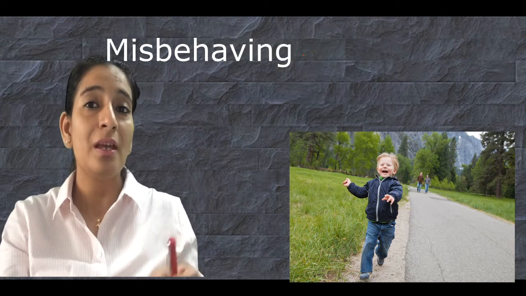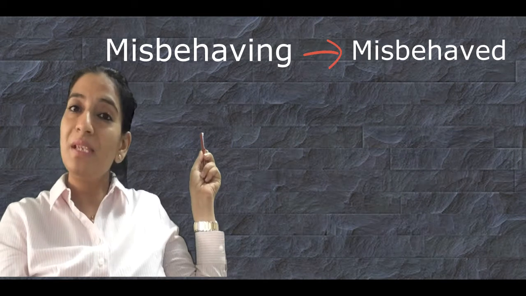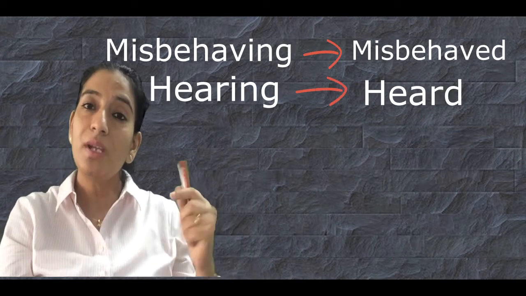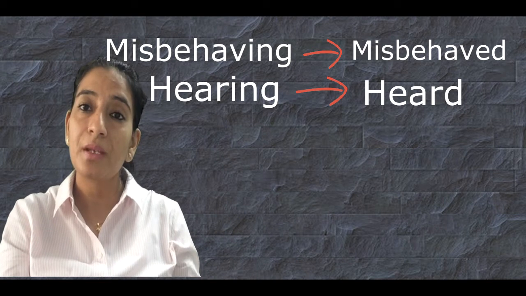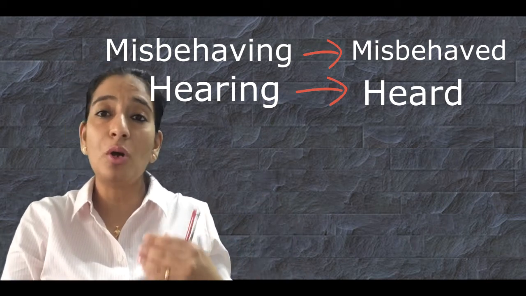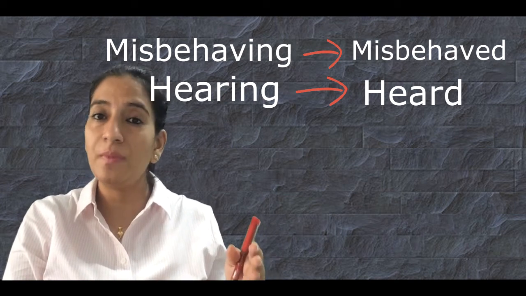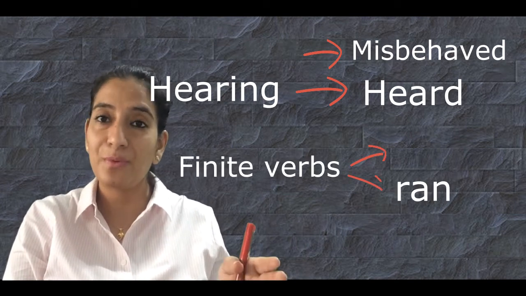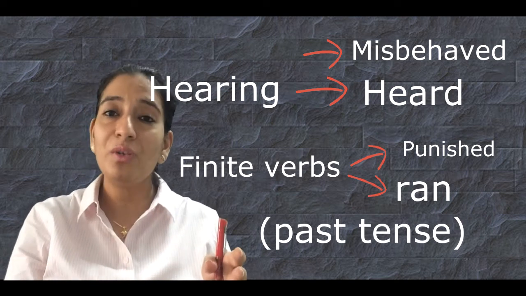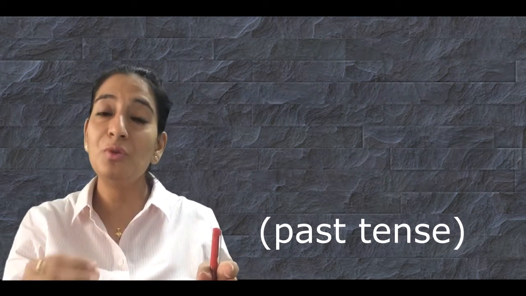Now notice, can you see that I have turned misbehaving into misbehaved and hearing into heard? Why did I do so? Because this is just to keep the verb congruent with the other finite verb in the independent clause, right? And that is in the past tense. So next time when you are turning your infinite verb, you need to refer back to the finite verb of your independent clause to make the other independent clause accordingly.